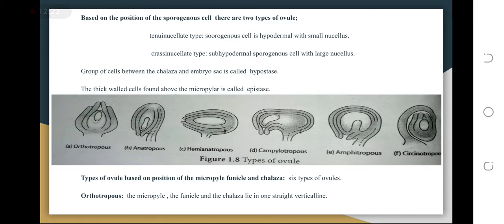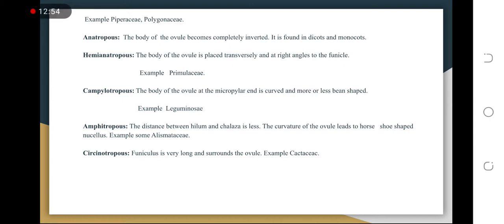Next, types of ovule based on the position of the micropyle, funicle and chalaza. There are 6 types of ovules. Orthotropous, which means the micropyle, the funicle and the chalaza lie in one straight vertical line. Example, Piperaceae, Polygonaceae.